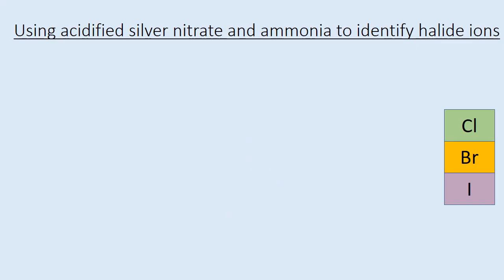Right, last section then. So we're looking at using acidified silver nitrate and ammonia to identify halide. Now, halide ions are negative aqueous ions. They are all colourless. So chloride, bromide, iodide ions, aqueous ions are colourless. And silver nitrate is AgNO3. And again, that's a solution, aqueous, and that is colourless.